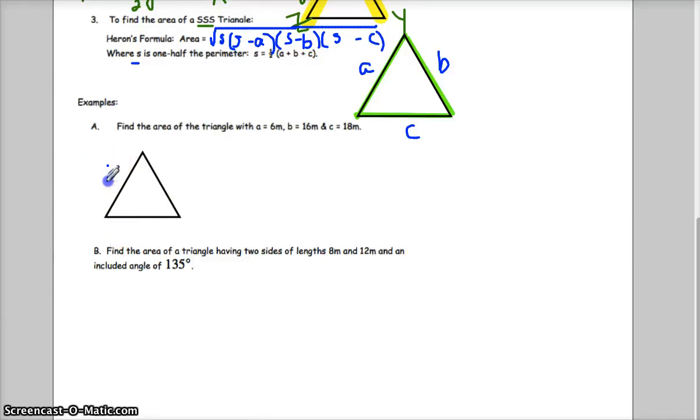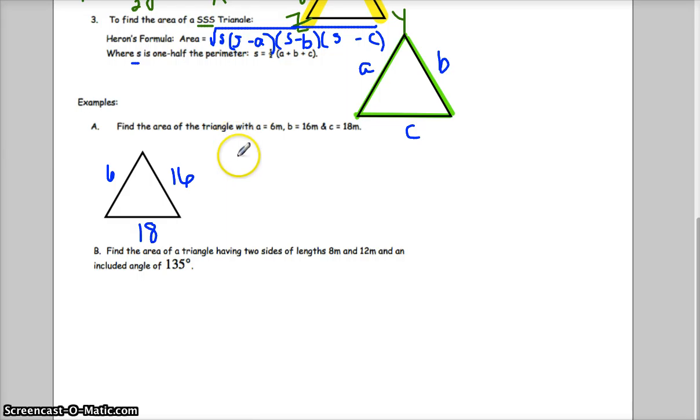Okay, so I have a side that is 6 meters in length, a side that is 16 meters in length, and a side that is 18 meters in length. Notice I didn't write down the variables A, B, and C just yet, and I may decide I don't need them at all. When I analyze, I see that I know the measure of all 3 sides of the triangle. I do not know if I have a right angle, so I know that I cannot use 1/2 base times height. So because I have the 3 sides, I will use Heron's formula.